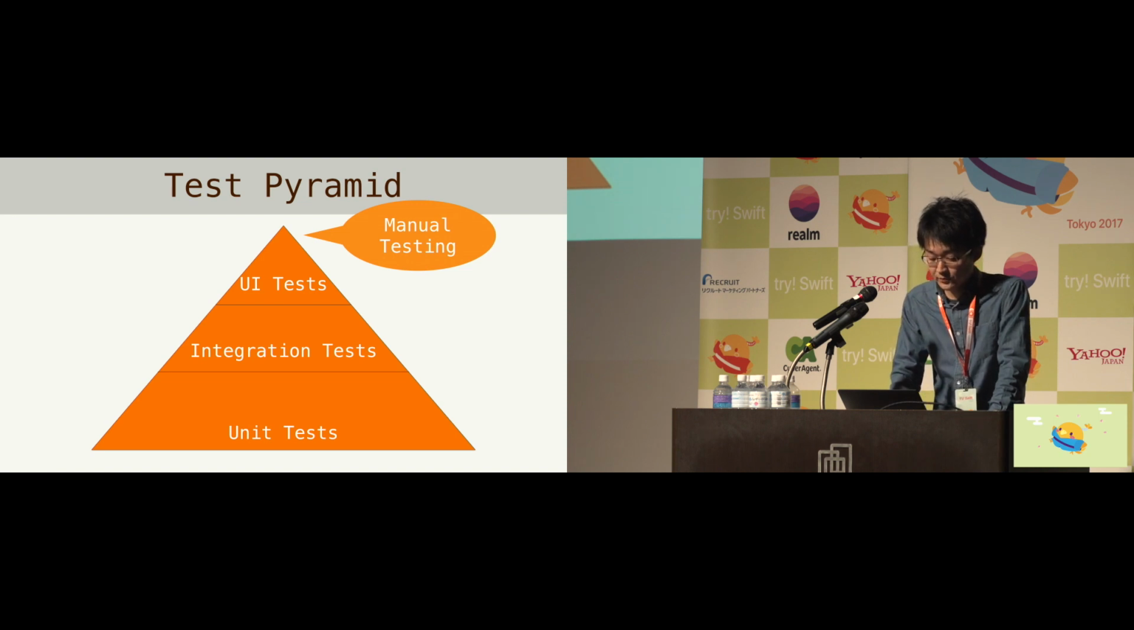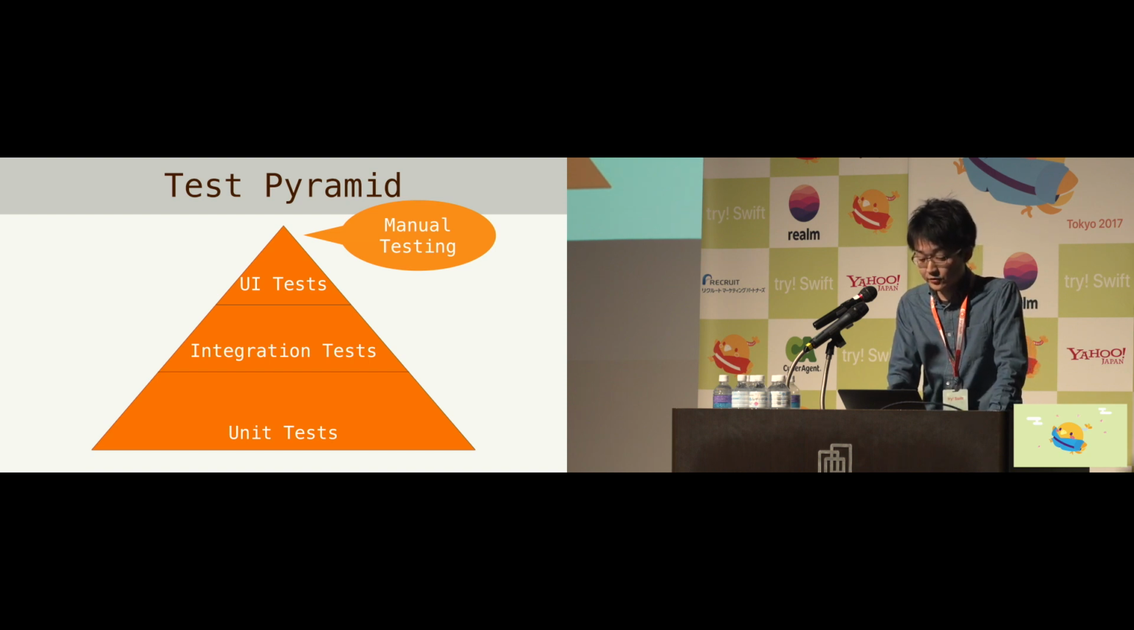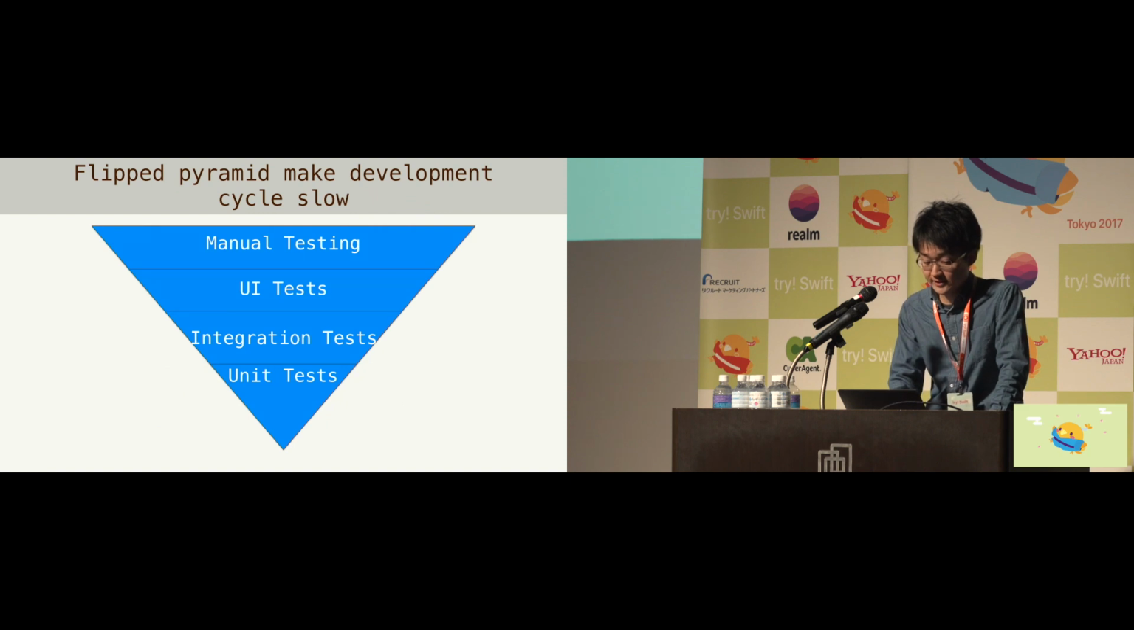In engineering, this pyramid is called a test pyramid for ideal test automation. Ideally, the amount of unit tests is the largest and the amount of UI tests is the smallest. Manual testing is outside the pyramid. But in the mobile context, it is easy to flip it.